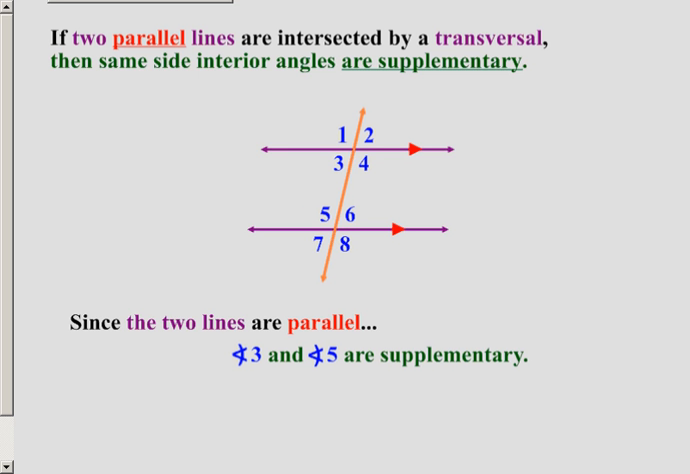Those are not the only pair of same side interior angles. Obviously, we could have also looked at angle 4 and angle 6. And this theorem guarantees us that since the lines are parallel, angle 4 and angle 6 are also supplementary.